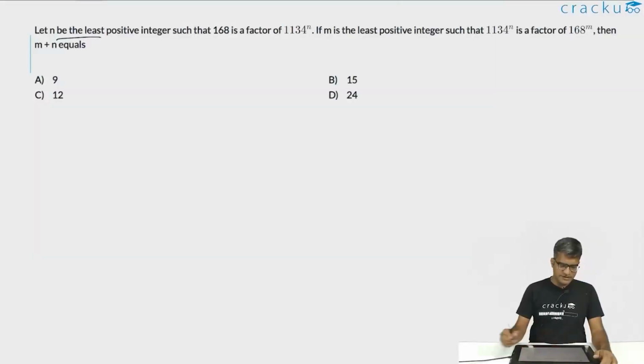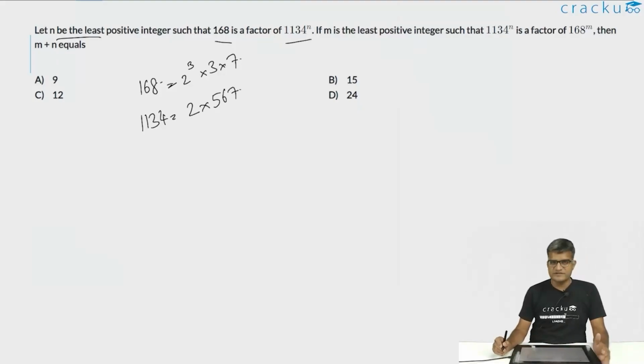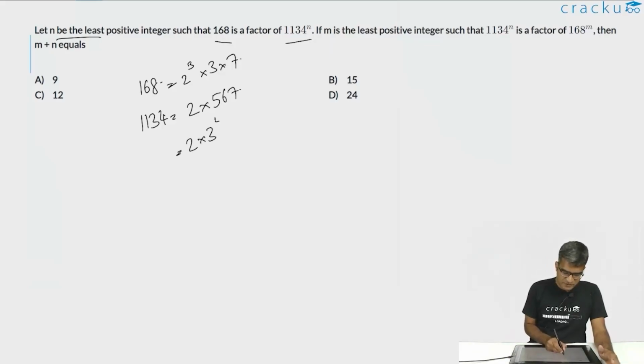In this question, we are told that n is the least positive integer such that 168 is a factor of 1134 to the power n. What is 168? If you are doing the prime factorization of 168, this is 2 into 84 or this is 8 into 21. So this is 2 cube into 3 into 7. That is the prime factorization of 168. What is the prime factorization of 1134? 1134 is equal to 2 into 567. What is 567? It is 7 into 81. So this is 2 into 3 to the power 4, which is 81 into 7.